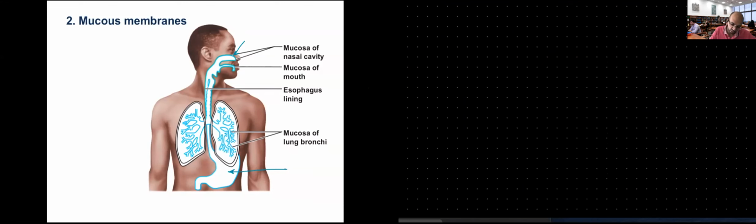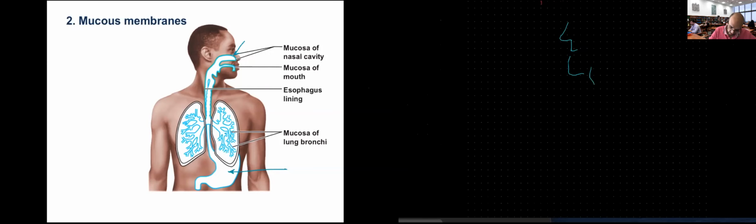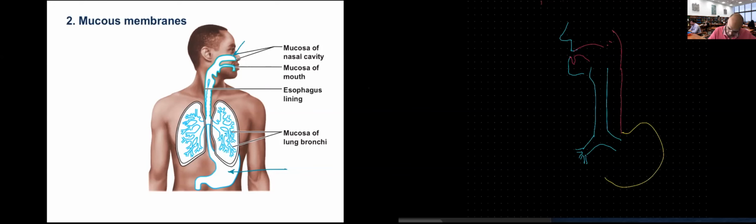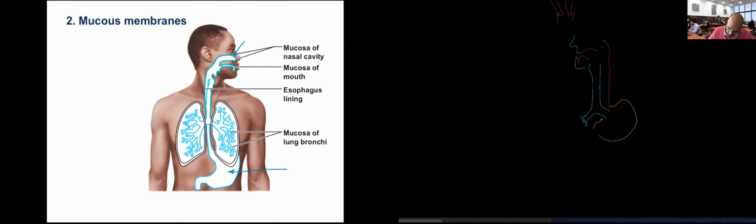So first we have the respiratory tract, we have the lining of the trachea, bronchi, bronchioles. Then we have the lining of the oral cavity, tongue, and the pharynx, along with the esophagus, we have the lining of the stomach, and the rest of the gastrointestinal tract.